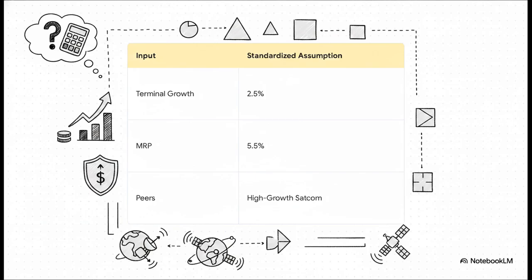So, we're setting a terminal growth rate of 2.5%. Why? Just to align with long-term macro GDP growth. For the cost of equity, we'll assume a standard market risk premium of 5.5%. And finally, because the filings don't explicitly list comparable companies, we're making an external assumption here to evaluate them against a peer group of high-growth satellite communications companies.